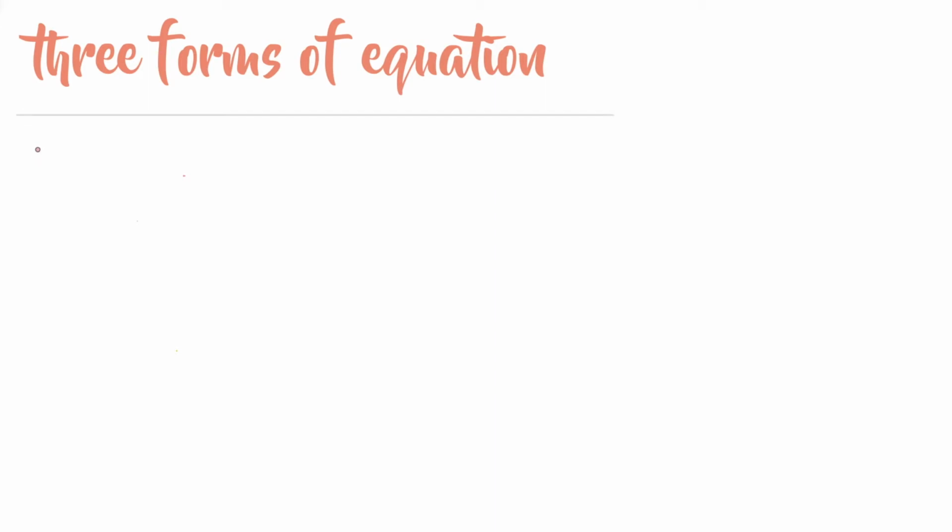Now at A-level there are 3 forms of straight line equation that you're required to know. The first one we've just gone through is the y equals mx plus c one, which you should already be familiar with, where the m is the gradient and the c is the y-intercept, where the line crosses the y-axis.